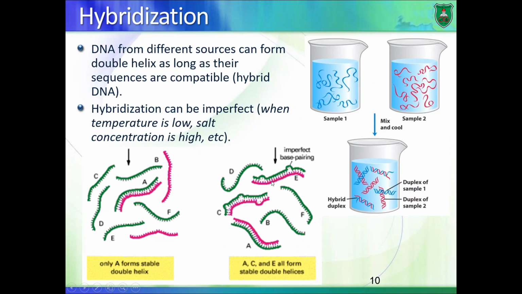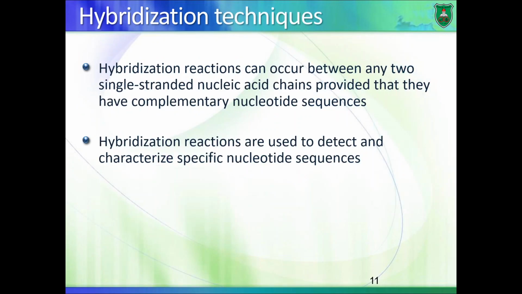You can have the formation of imperfect hybridization between two strands. So this is the trick. Okay, so keep that in mind. Now, we'll talk about two hybridization techniques. I'll start in this lecture with a technique known as dot blot. And these two techniques are based on the concept of hybridization.